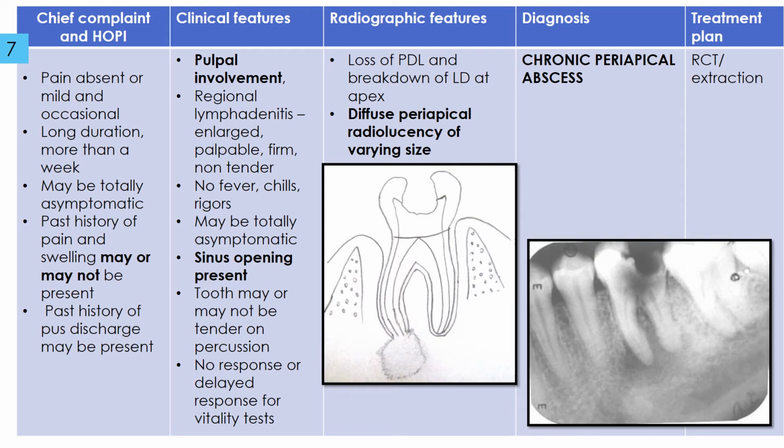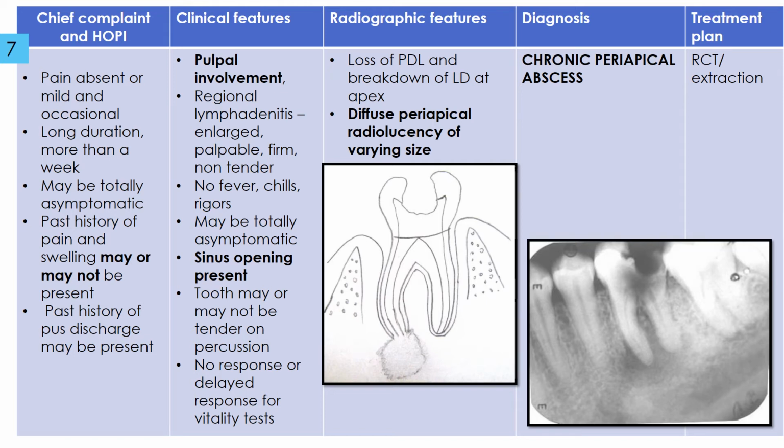Sinus openings could be present. That means the pus has found its way out of the bone and vents into the oral cavity through a sinus tract. Generally, the sinus tracts are present on the buccal attached gingiva, rarely on the lingual surface, but they can be seen as well. The tooth may or may not be tender to percussion. Just in case there's a sinus, generally teeth are non-tender because there is no pressure build-up and the pus has found its way out. The tooth would have no response or a delayed response to vitality tests.